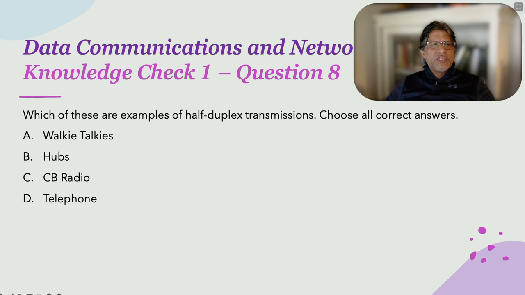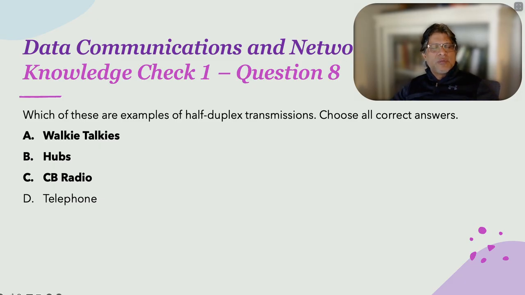Now, question number 8, which are examples of half duplex transmissions? Choose all correct answers. So let's look at the answers in here. Is it walkie-talkies? Is it hubs, CB radio, telephone? And the answer here is walkie-talkies. One person speaks, the other person listens, and vice versa.